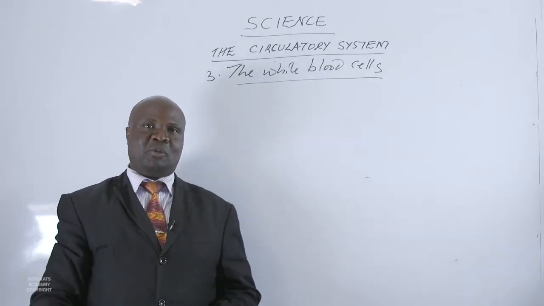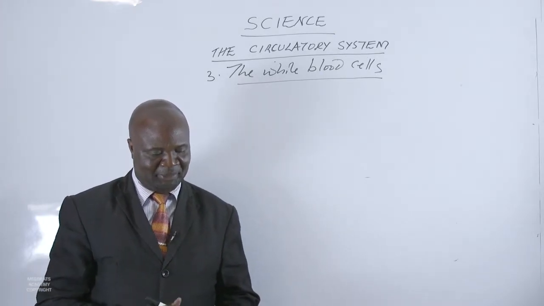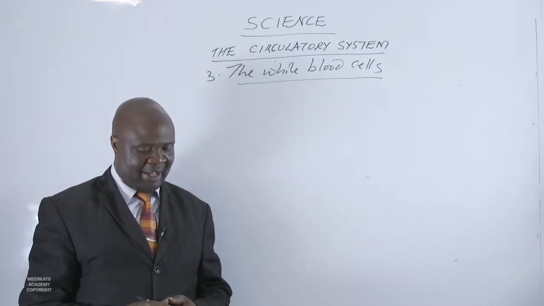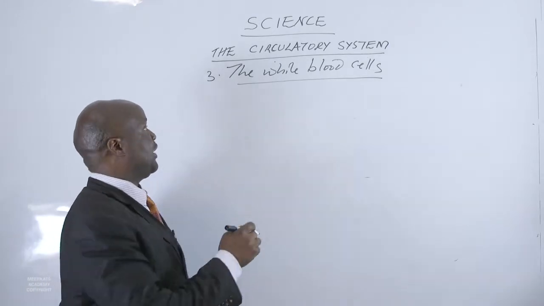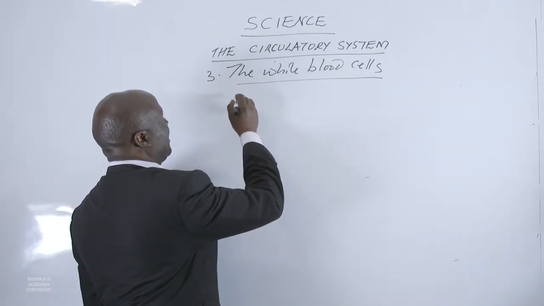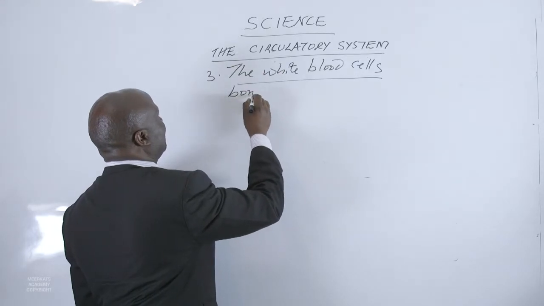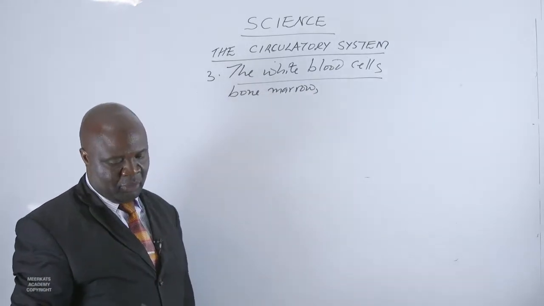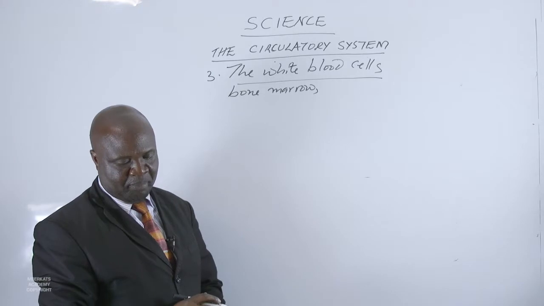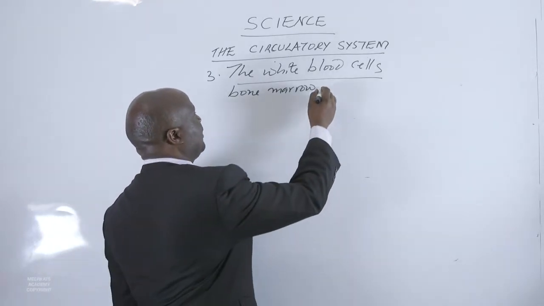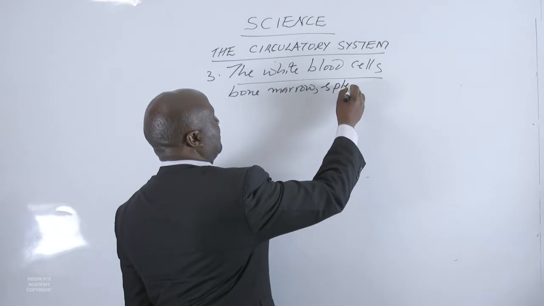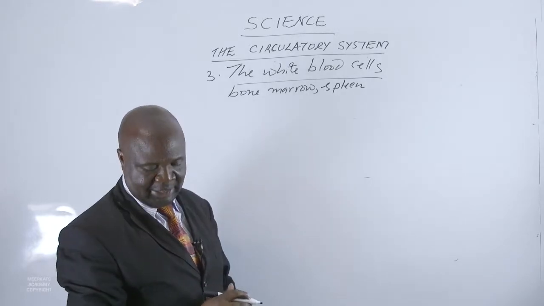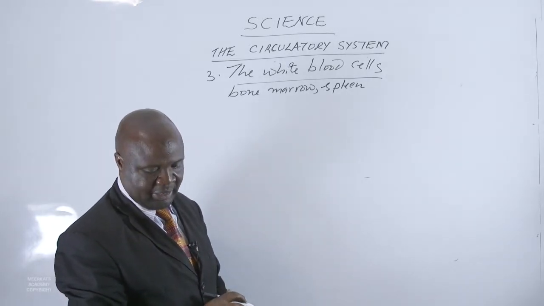We shall want to know what the white blood cells are. Well, first, they are made in bone marrow. We had said red blood cells are made in bone marrow. Even white blood cells are made in bone marrow. And not only bone marrow, they are also made in an organ called the spleen. The spleen is also responsible for making the white blood cells, and they are also made in the lymph nodes.